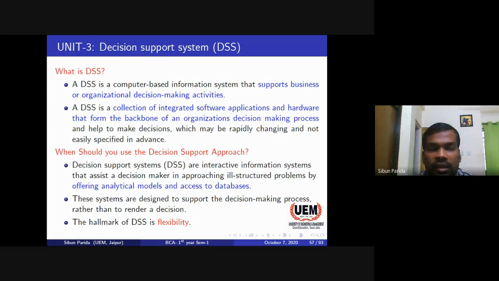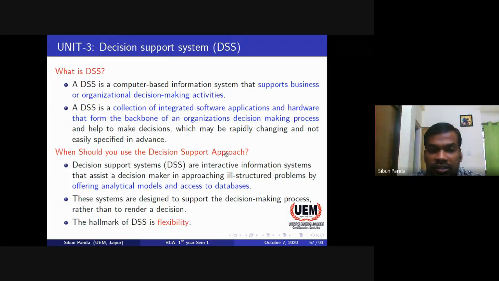Because every day, every week or every month, you are changing your decisions based upon the situation. So it is very difficult to predict before the incident happens. What is going to happen inside an organization in the next 6 months, from today I am unable to predict. So depending upon the resources, in terms of software and hardware, you are designing a decision support system.